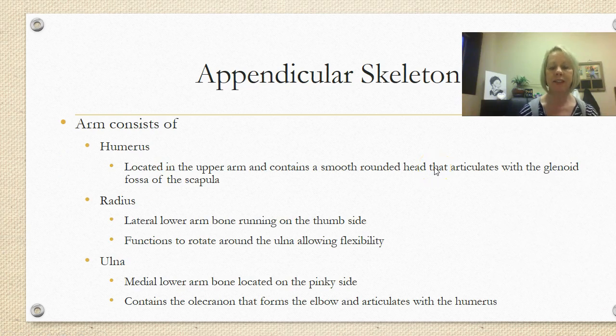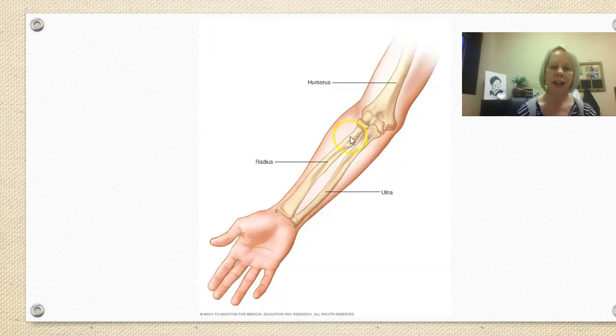The radius is the lower arm bone, and it's on the thumb side. And the ulna, also a lower arm bone, is found on the pinky side. There's different ways of remembering this. One is PU, pinky, ulna, and another is if you feel your radial pulse. It's on your thumb side here in your wrist. You can actually feel your pulse. So radial pulse, because the radius is there.